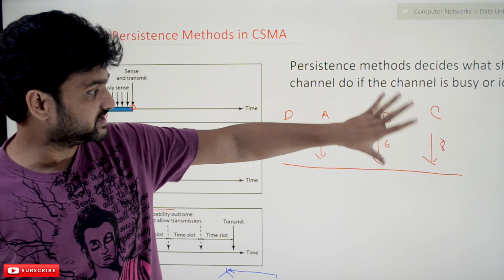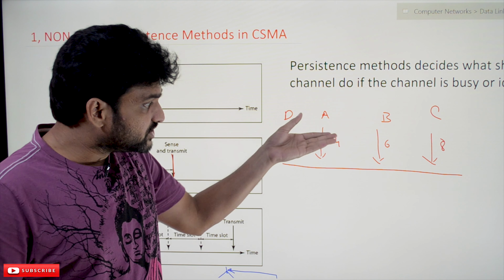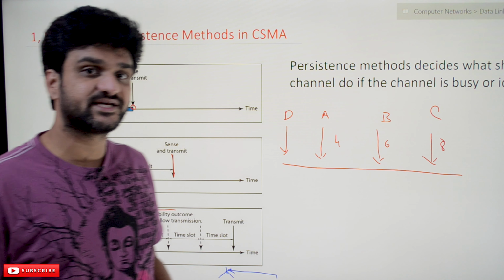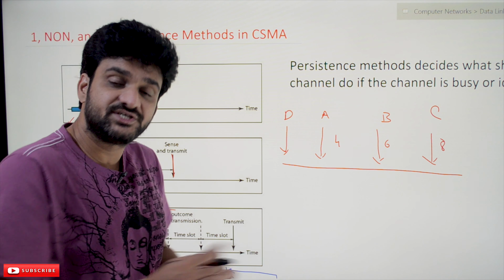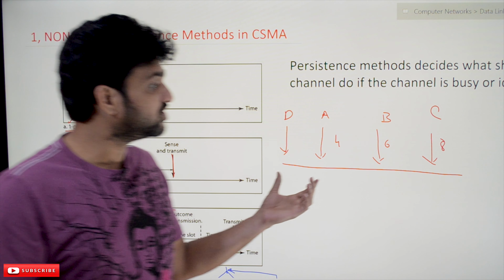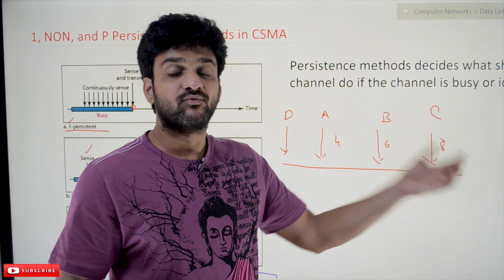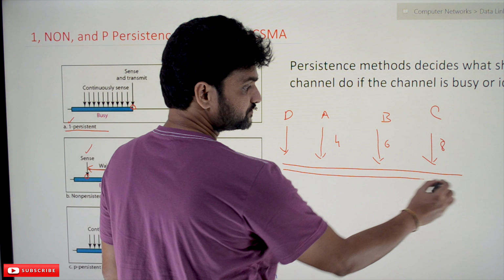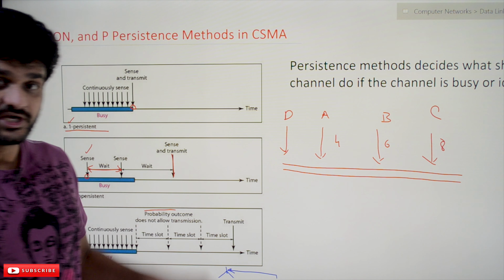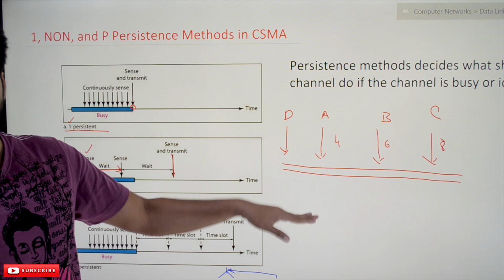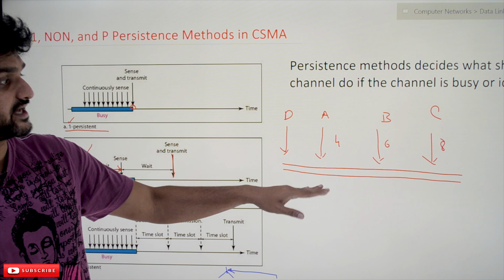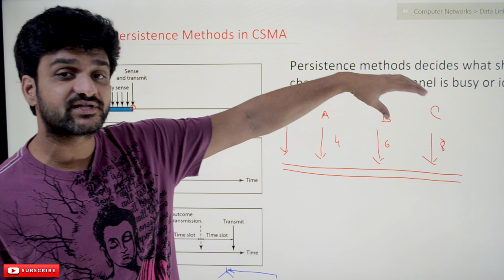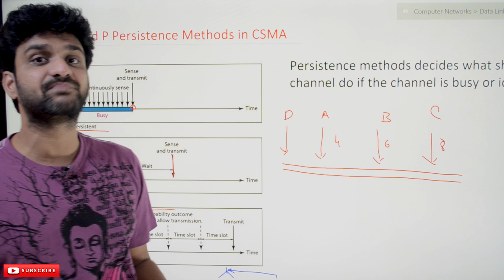and the channel is busy, so each is going to wait for a random amount of time: 4 milliseconds, 6 milliseconds and 8 milliseconds, and the transmission time is 2 milliseconds. So after 2 milliseconds the channel remains idle, even though it can transmit the data, because all these stations are waiting for their back off time to complete.